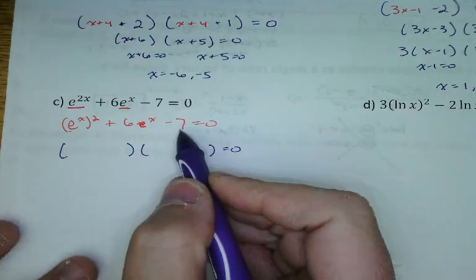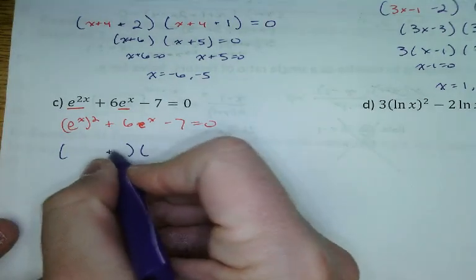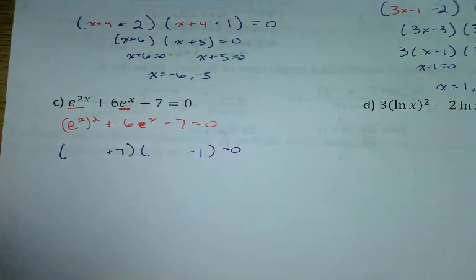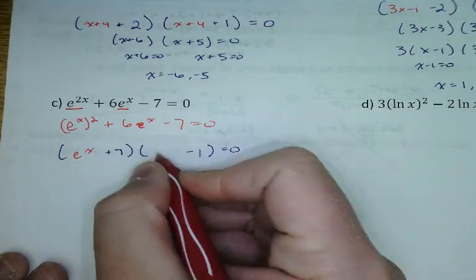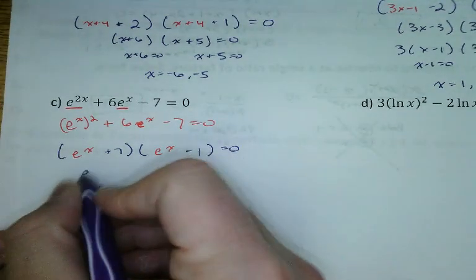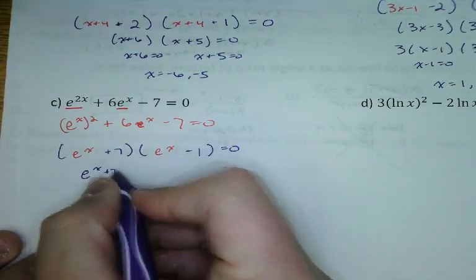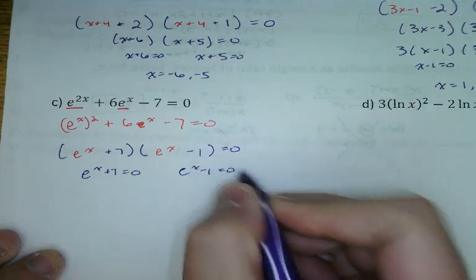What 2 numbers multiply to -7 and add to 6? 7 and -1. Plus 7, minus 1, and the first term is e to the x. Okay, this is skills you should even know from Algebra 2, really, and how to solve these. This is not bad. So e to the x plus 7 equals 0. e to the x minus 1 equals 0.